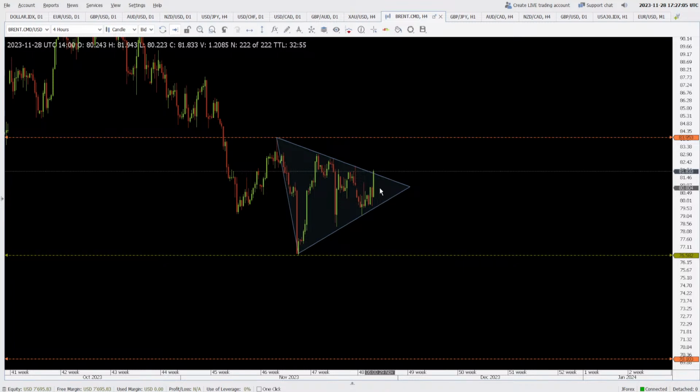That is my view on this, because the price breaking out or reversing after a symmetrical triangle is very difficult.